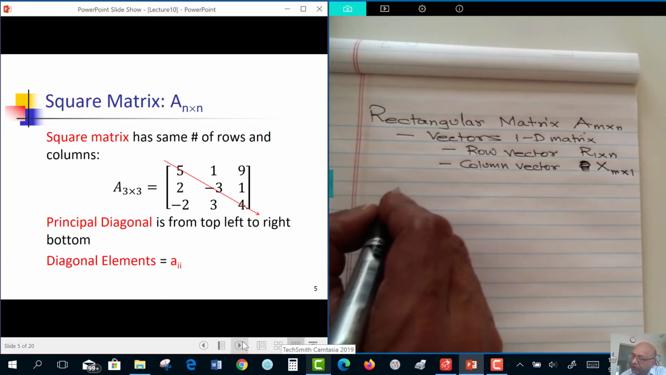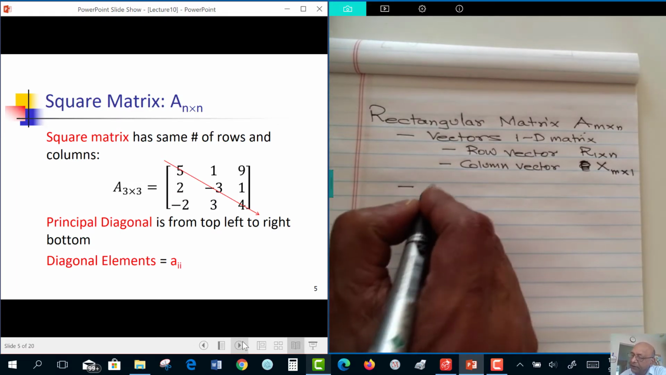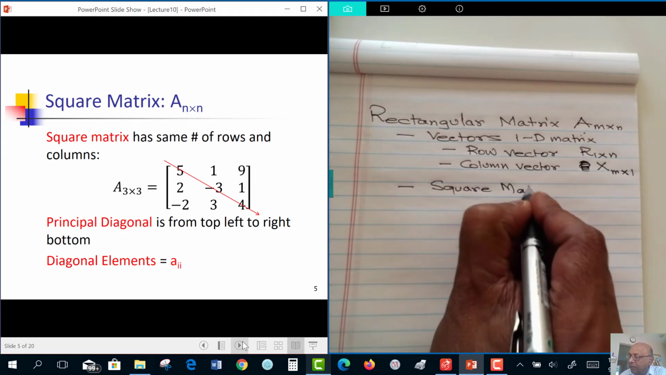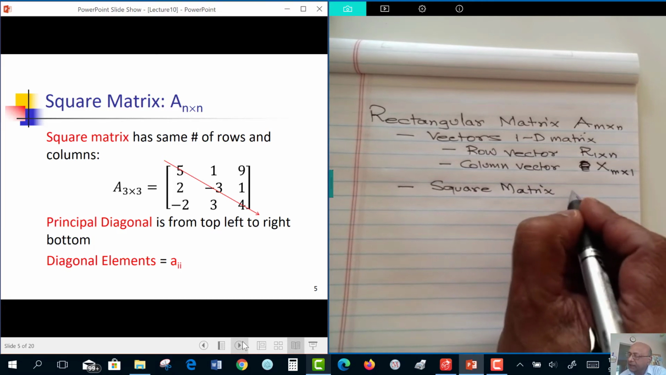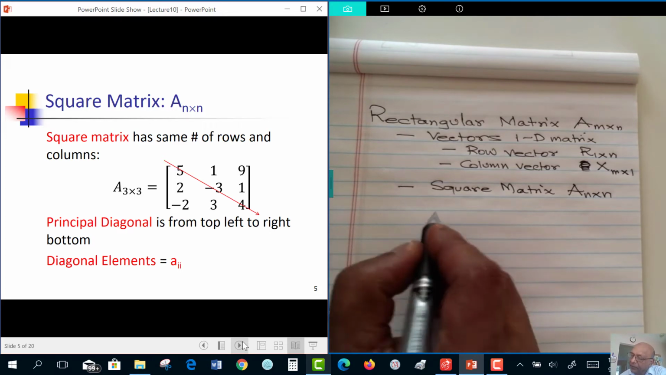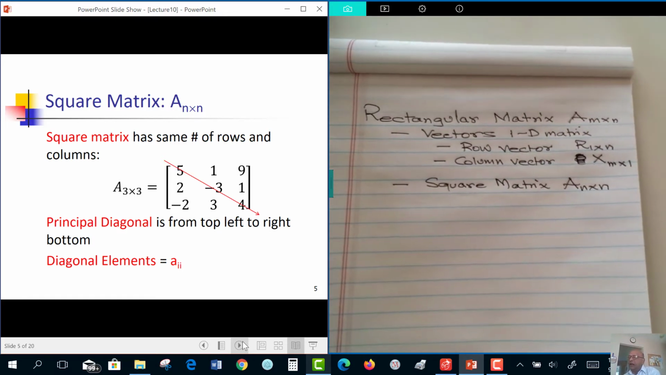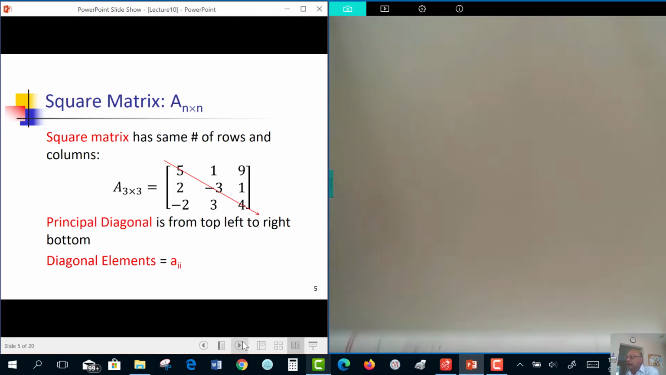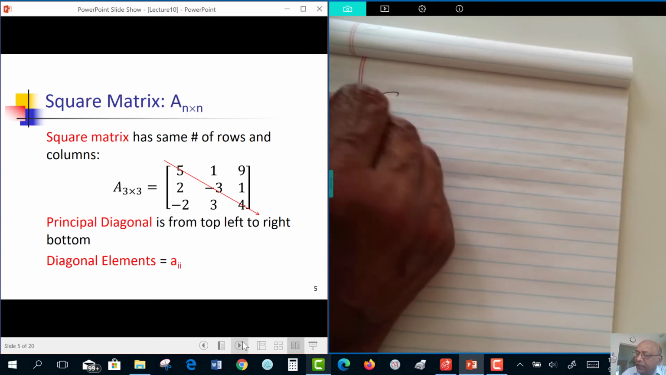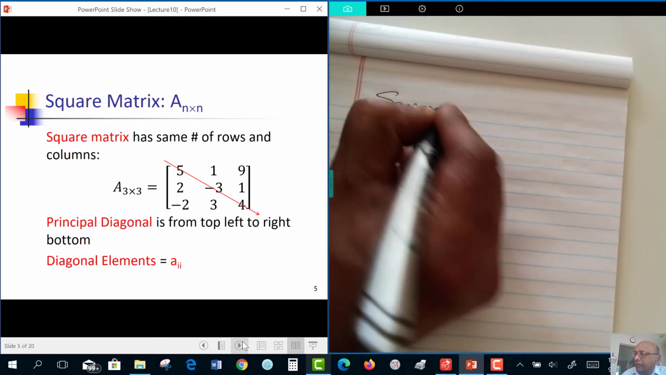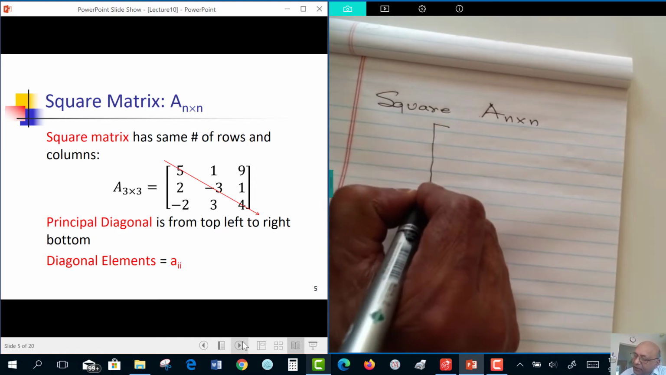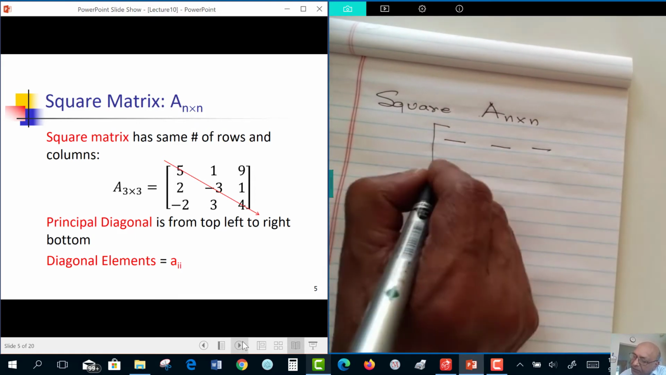Another special case of a rectangular matrix is a square matrix. A square matrix, as the name implies, has the same number of rows and columns. So I'm going to come to that page in a moment. So here is our square matrix, A n by n. So let's say in this case we have 3 rows and 3 columns.